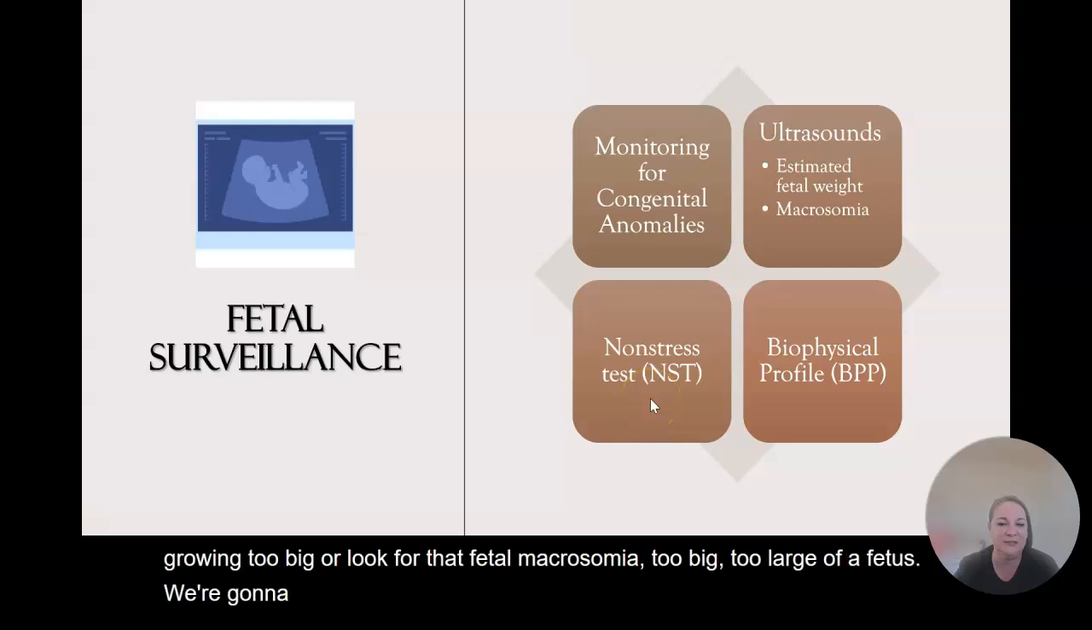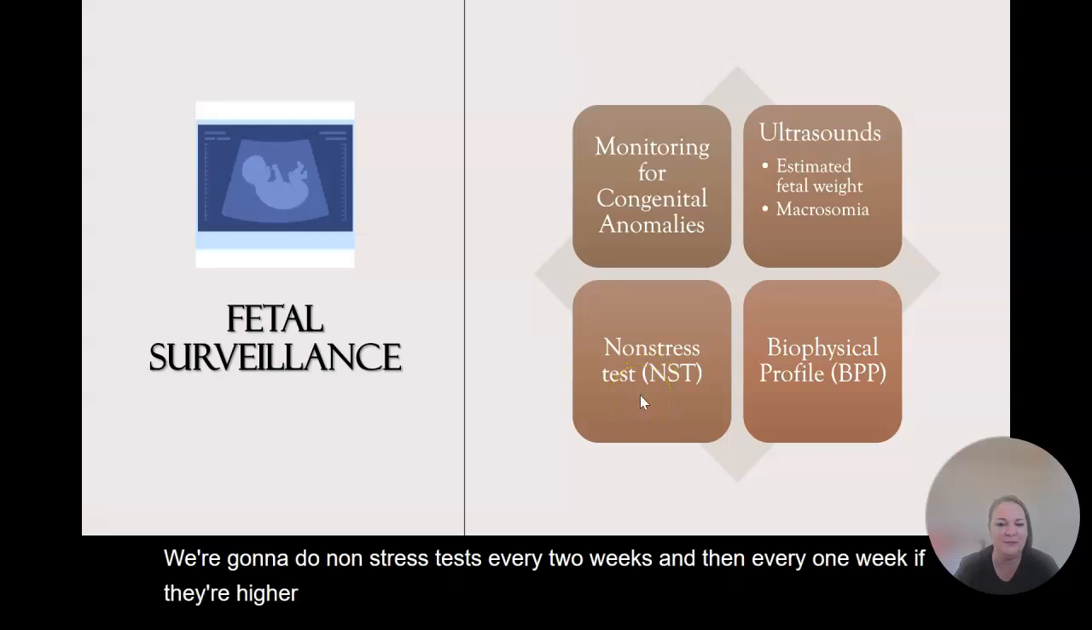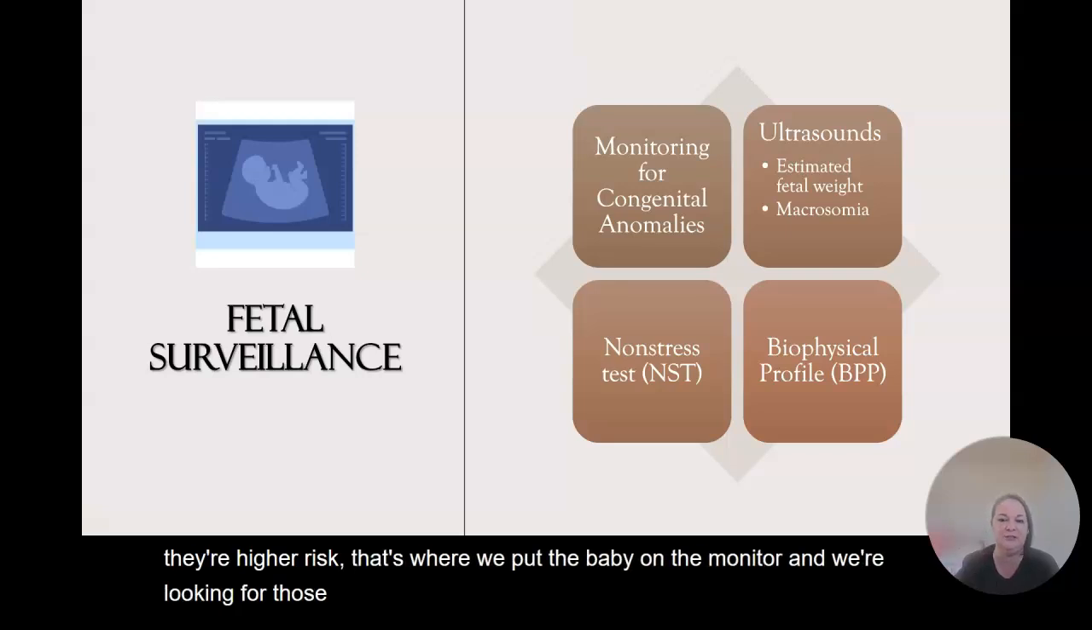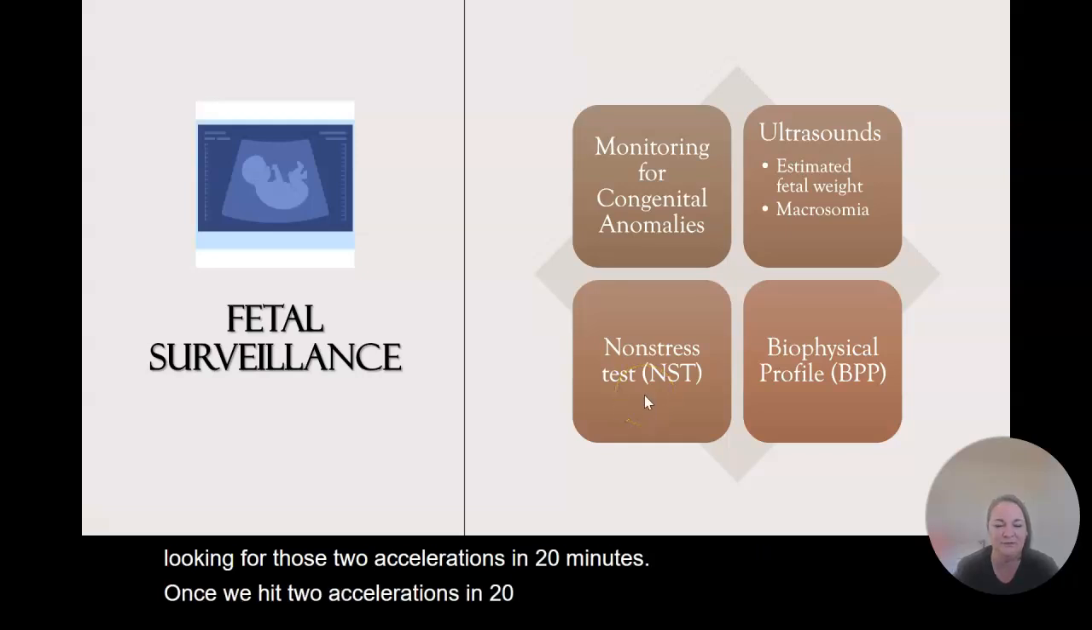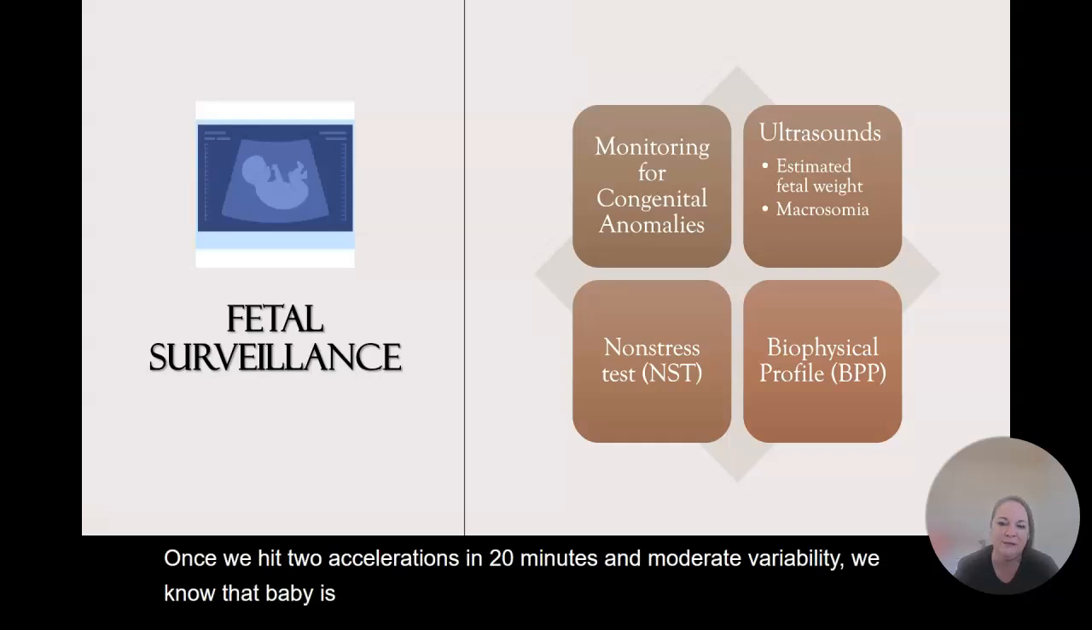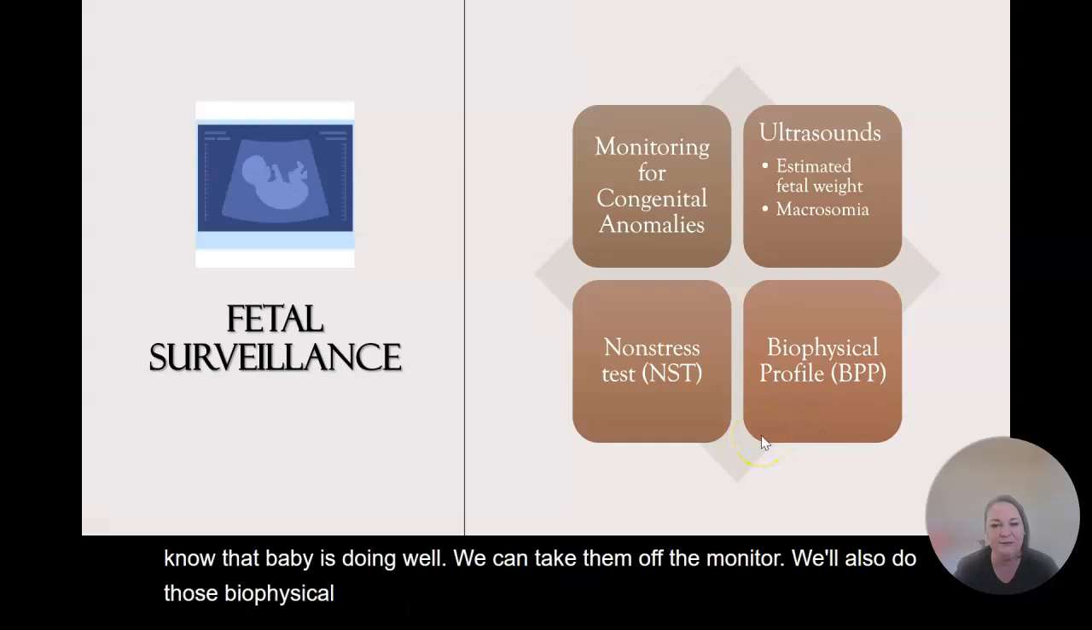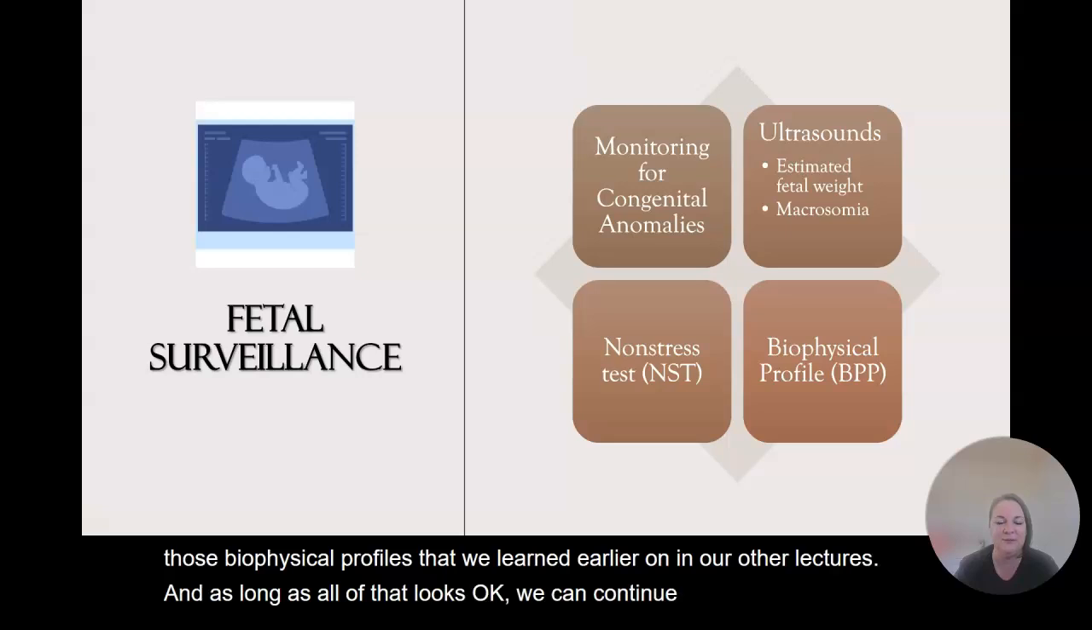We're going to do non-stress tests every 2 weeks, and then every 1 week if they're higher risk. That's where we put the baby on the monitor and we're looking for those 2 accelerations in 20 minutes. Once we hit 2 accelerations in 20 minutes and moderate variability, we know that baby is doing well. We can take them off the monitor. We'll also do those biophysical profiles that we learned earlier on in our other lectures. And as long as all of that looks okay, we can continue with the pregnancy.